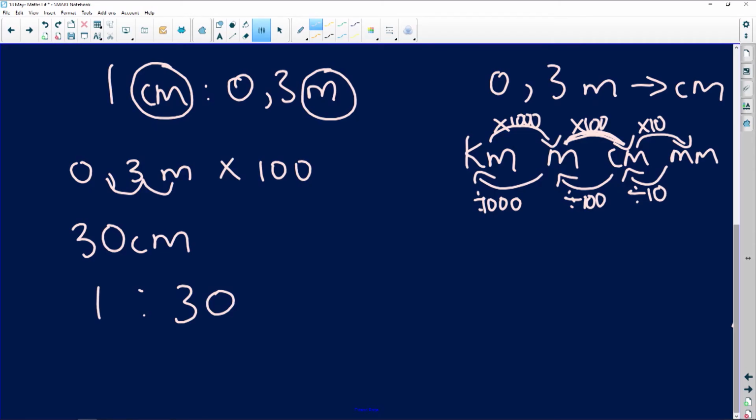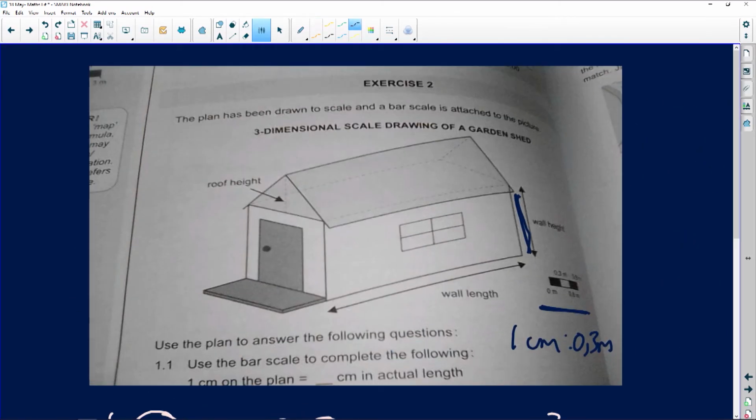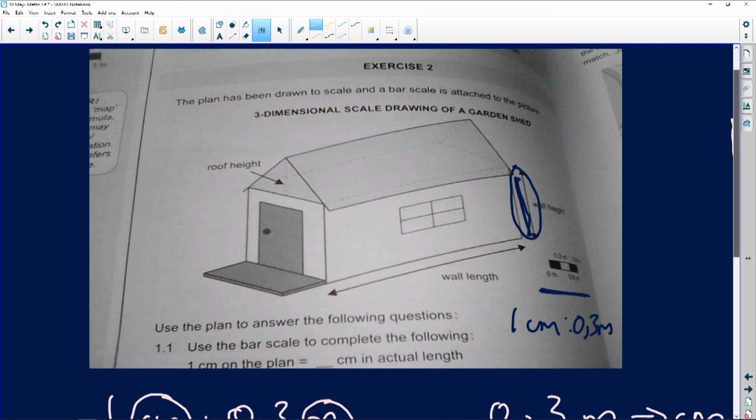And because it's 1 is to 30, I know that every 1 centimeter on the paper represents 30 centimeters in real life. I then take my ruler and I measure the height of the wall. So the height of the wall, just want to show you again. This is then going to be the height of my wall. I measured it using centimeters, and that gives me 3.5 centimeters.